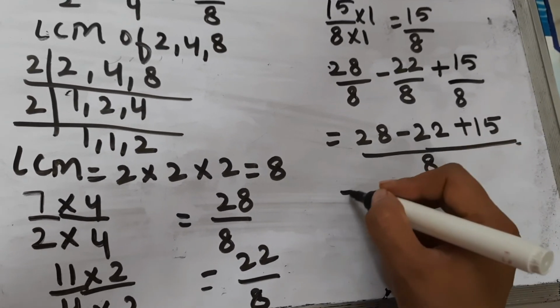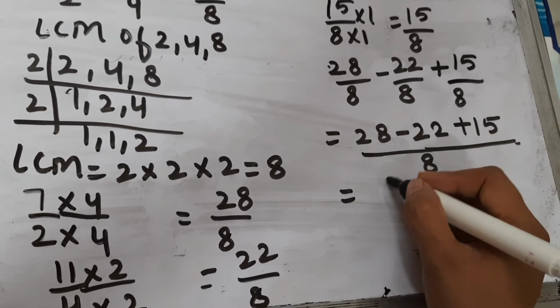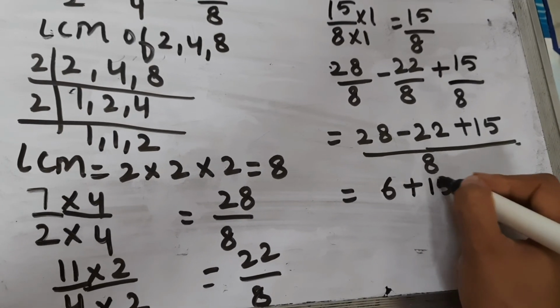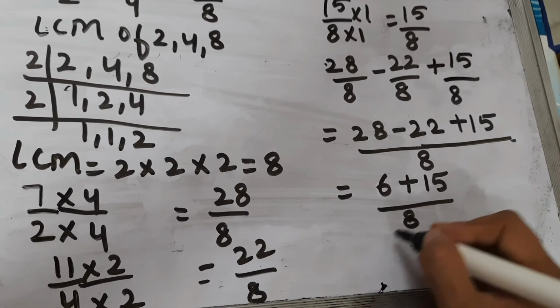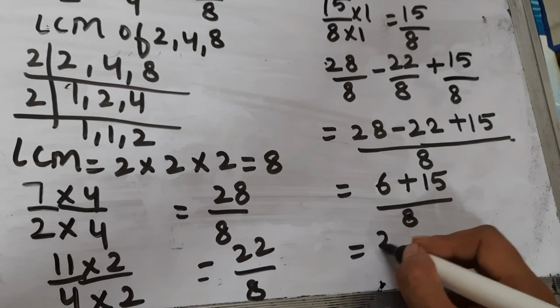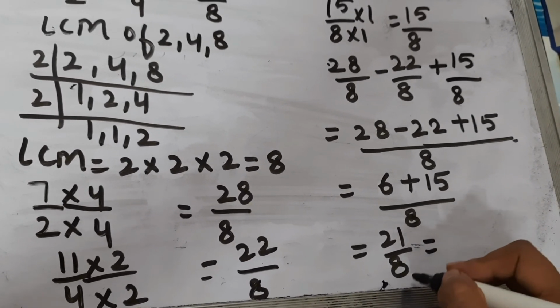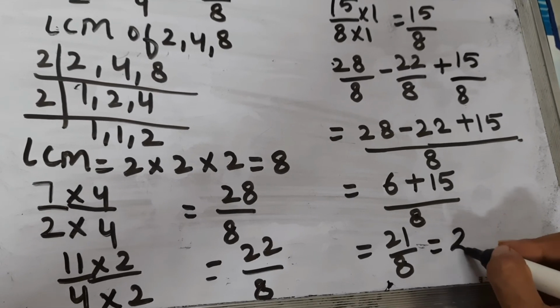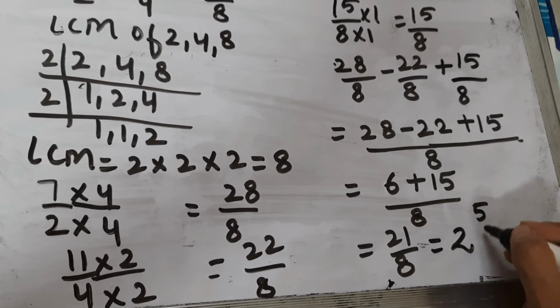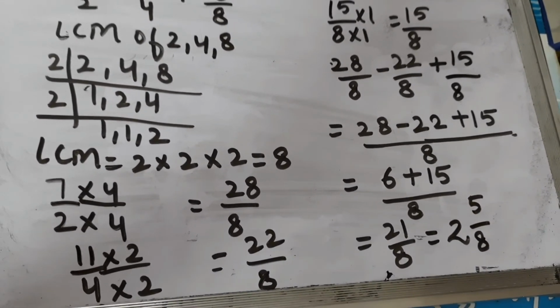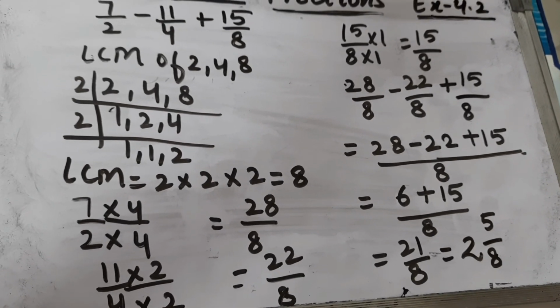Okay, and 28 minus 22 is 6. 6 plus 15 upon 8, and 6 plus 15 is 21. So this will be 21 upon 8. Now divide 21 by 8. 8 2s are 16. So this will be 2 5 upon 8. So this is C part of question number 5th.